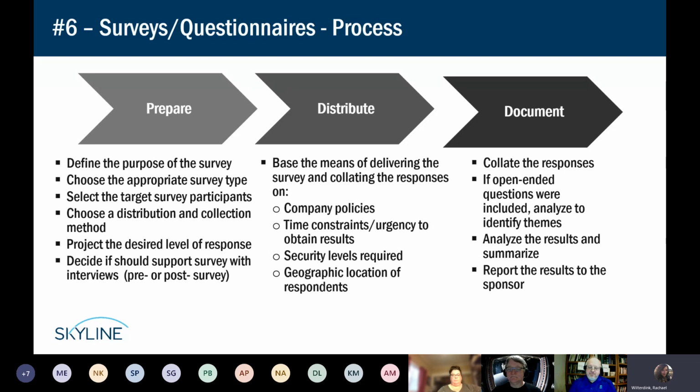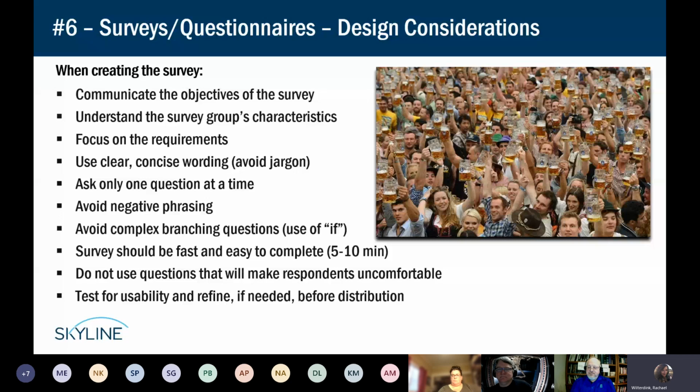Once you receive your responses, then you collate them and you analyze results. And again, if you do a lot of open-ended questions, that's going to require more time and analysis and follow-up. So a few things to consider when you are designing your survey.